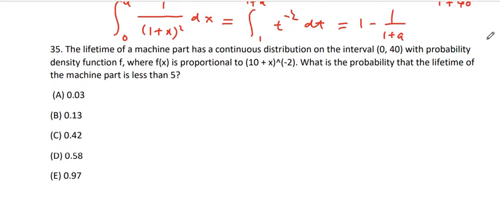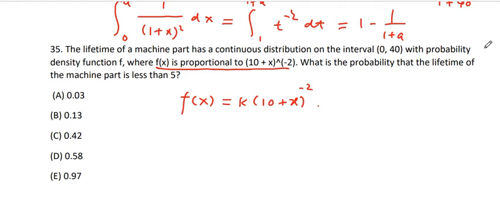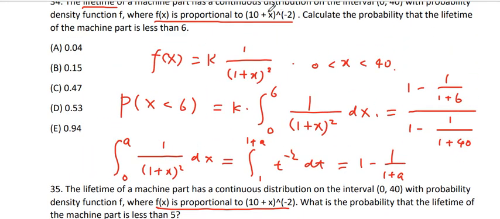So for problem 35, quite the same. Like this, we have a density function, so the density function is proportional. So if x equals k times 10 plus x to the negative 2. Oh, this problem is quite the same. Oh, I made a mistake.